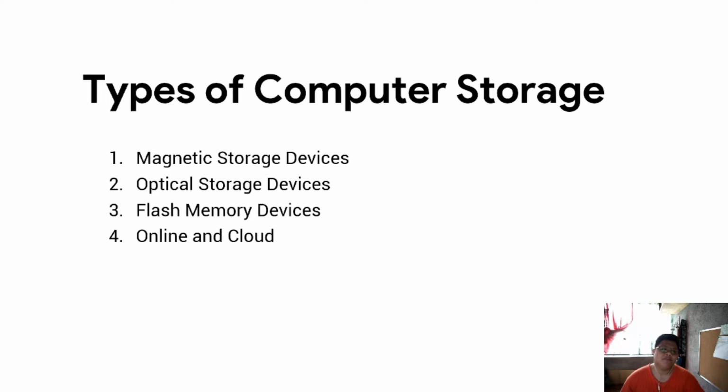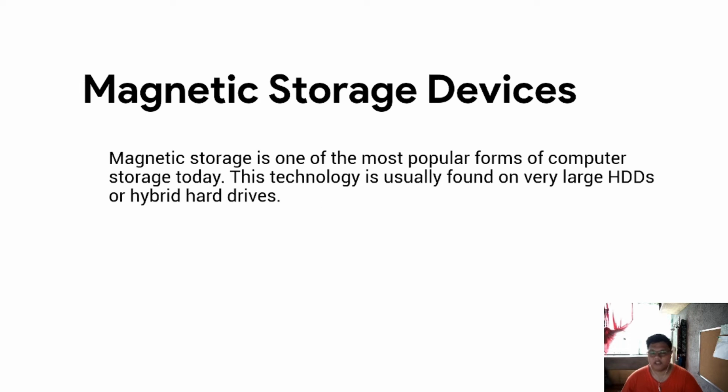Okay, so now we have different types of computer storage according to their technology. The first one is magnetic. We also have optical. Next is the flash memory, and then the last one is online and cloud storage. Now we define the first one.